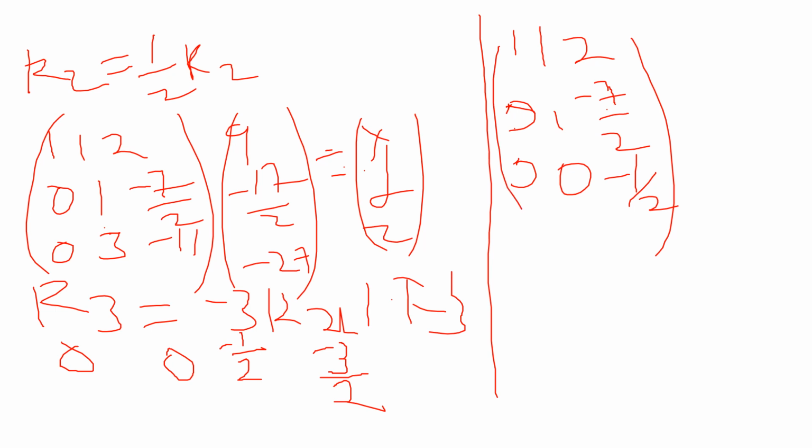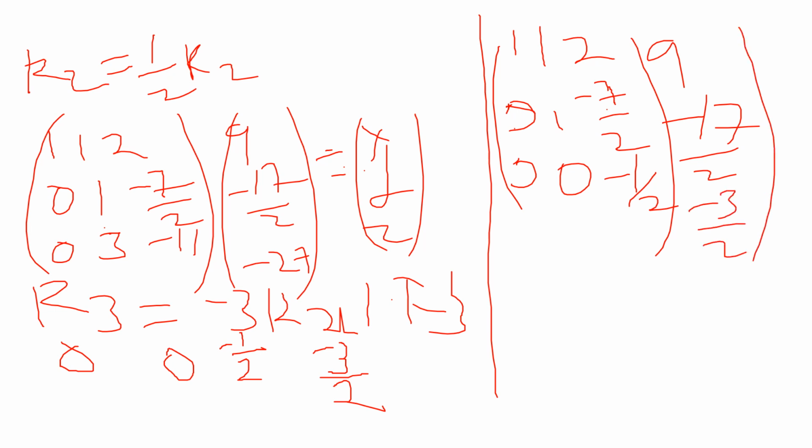I also have 9. And then I have negative 7 out of 2. And then I have negative 3 out of 2. This one should give me the x, y, and z. Remember that. So now, remember, I have already achieved 1 1 0 1 0 0.